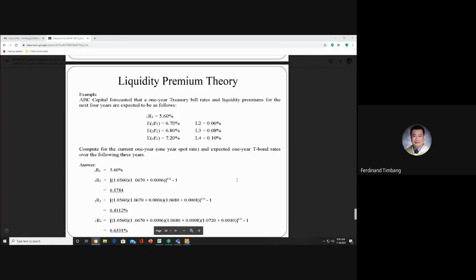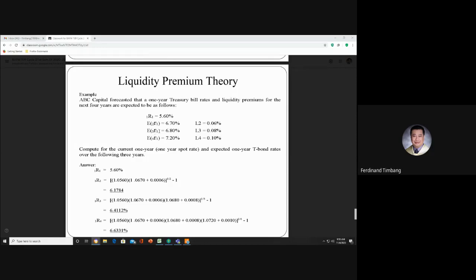Now for the liquidity premium theory, so meron tayong ABC capital forecasted that the 1-year treasury bill rates and liquidity premiums for the next 4 years are expected to be as follows. So meron tayo ulit na 1R1, 5.6%. But this time we have the liquidity na 0.06%. Liquidity for year 3, 0.08. Liquidity for year 4, 0.10%. Okay? So dito meron tayong expected rate for period 2 with 1-year maturity na 6.7%.